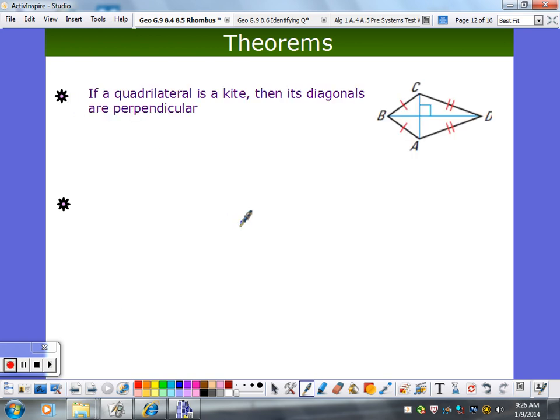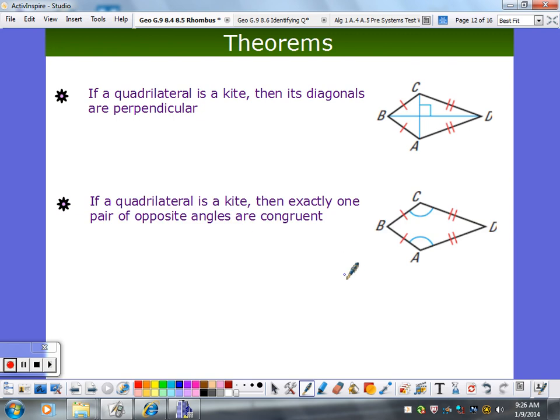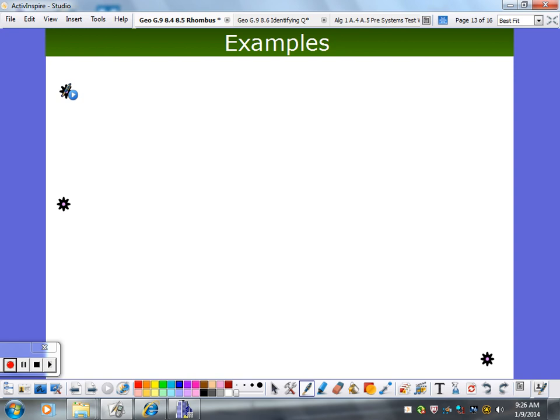So what are my theorems that go with kites? Not too many. Which other figure has the diagonals being perpendicular? The rhombus. So just like the rhombus, the diagonals are perpendicular to each other. And there is exactly one pair of opposite angles, and they are in between the two non-congruent sides. So here and here, not congruent. Here and here, congruent. So the two angles in between the two non-congruent sides are congruent opposite angles.